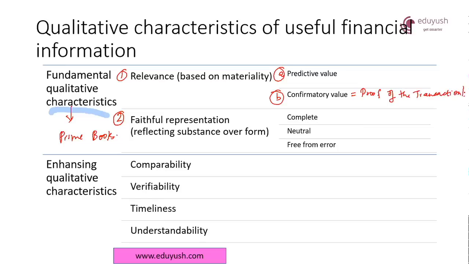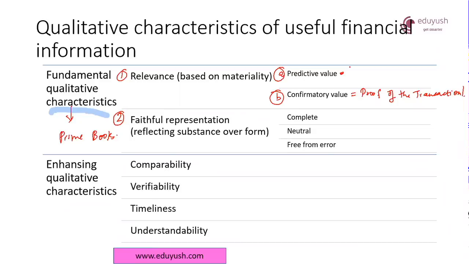So when I purchase goods, is there a proof of the transaction? Invoice. Not only invoice, you can have your purchase order, goods received note, invoice, inspection report, everything. So that is confirming that this transaction is genuine and it took place. So if you want to record anything in prime books, there has to be a proof of the transaction. That is the first. Second, it should have a predictive value.